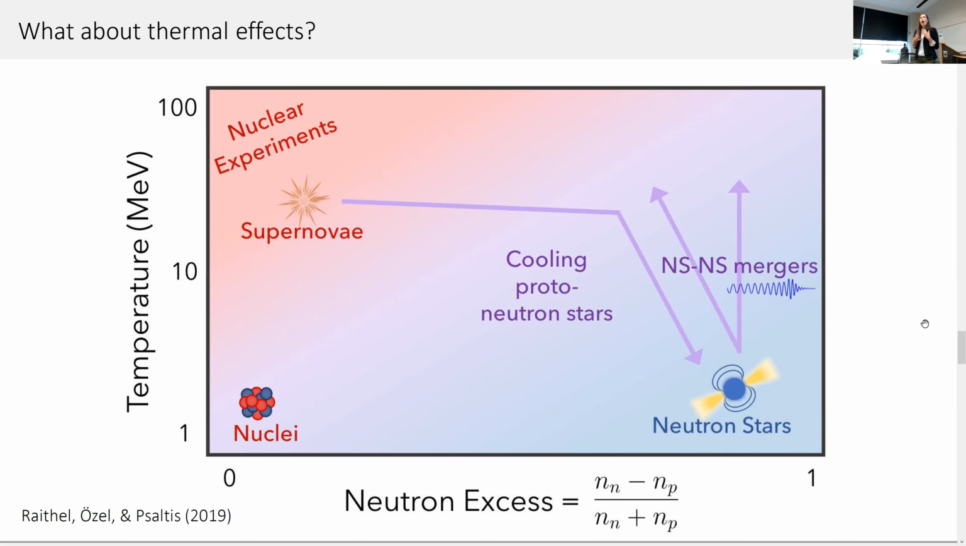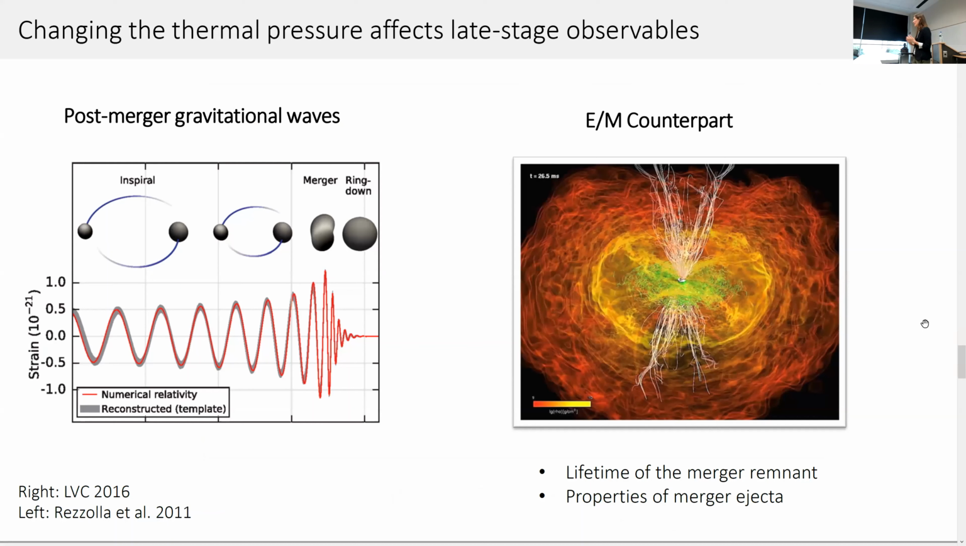And so having that additional source of thermal pressure is going to affect many of the late stage observables that we might hope to detect from future gravitational wave events. So in particular, after the two neutron stars merge together, there's going to be some remnant object, either a massive neutron star that might survive for some short amount of time, or a black hole if it collapses promptly.